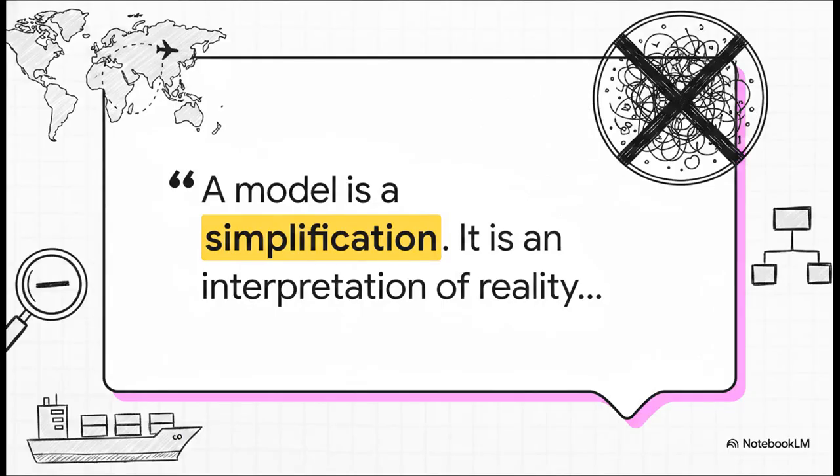Eric Evans actually captures this perfectly. He says, a model is a simplification. It is an interpretation of reality that abstracts the aspects relevant to solving the problem at hand and ignores extraneous detail. Just like that ancient map, our software models have to deliberately ignore the stuff that doesn't matter to our specific business problem. If you're building a routing system for cargo, you don't need to model the molecular structure of the cargo ship or what the captain's favorite color is. You simplify, you abstract, you literally just ignore the noise.